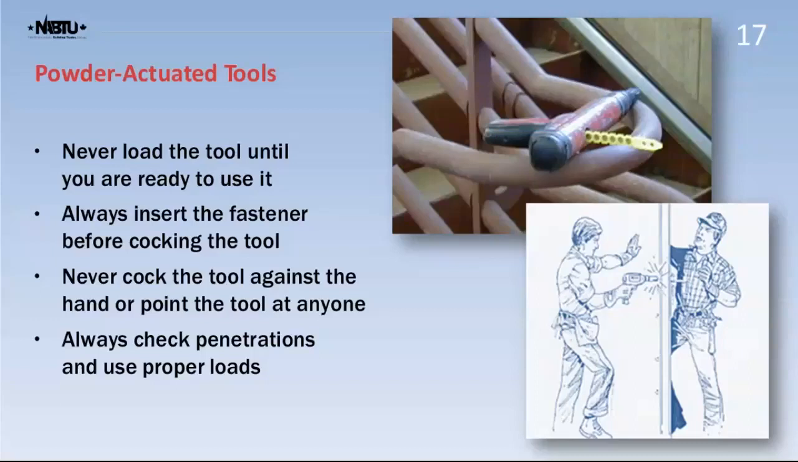In this picture you see the case of a guy who was using the powder actuated tool on the left-hand side, and another worker was on the other side, and he shot that fastener right through and killed the guy on the other side. So you want to make sure that the powder comes in different strengths.